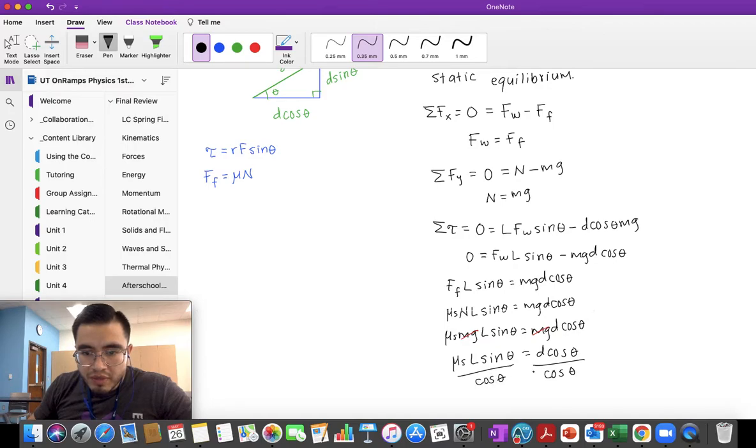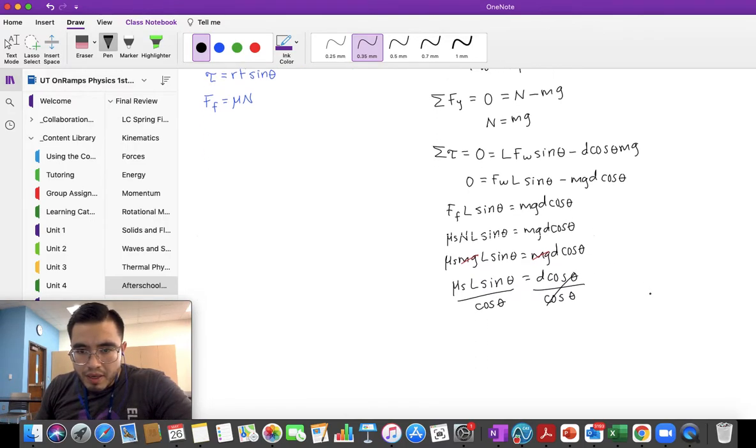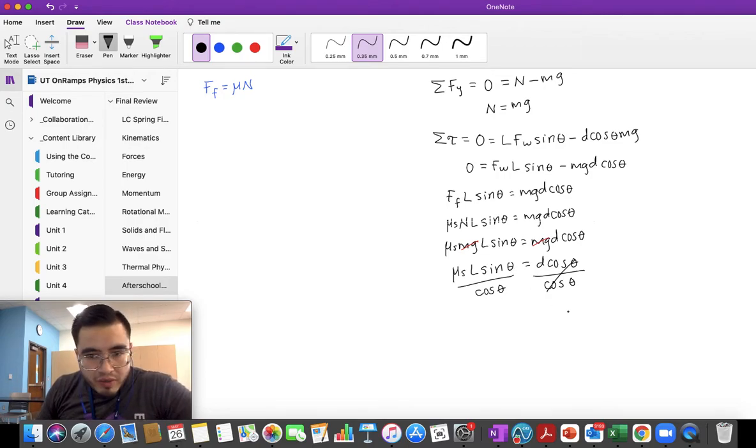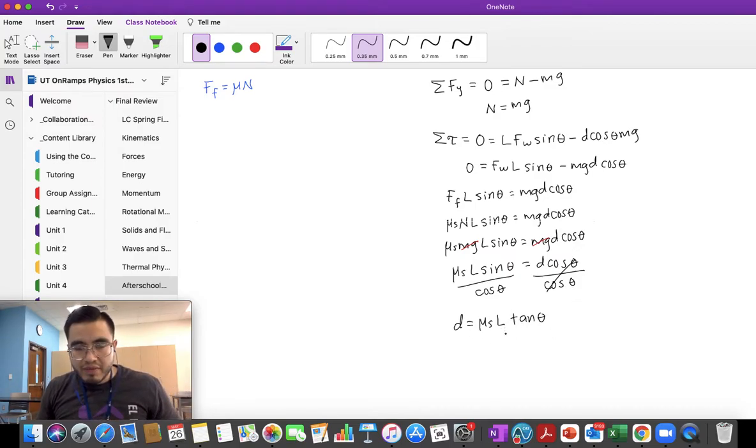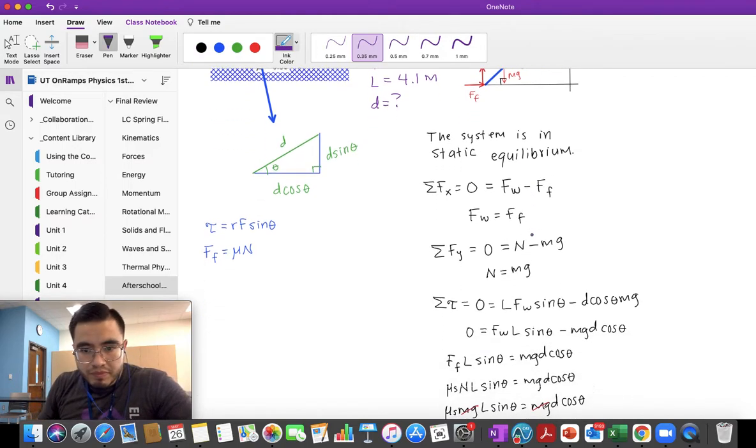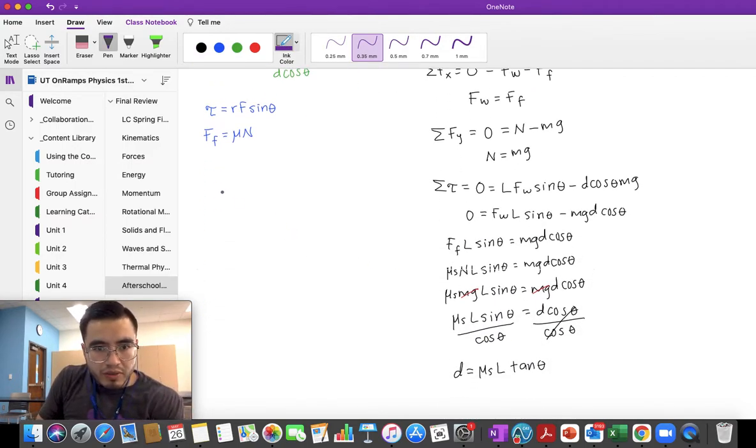We divide by cosine of theta. And we know that sine of theta divided by cosine theta is tangent of theta. So then the distance will be coefficient of static friction times the length of the ladder times the tangent of theta. This is the equation we want. That's going to give us the distance so that everything is in static equilibrium. So now let's substitute. So now that we have this equation, let's write the equation again, just for fun.